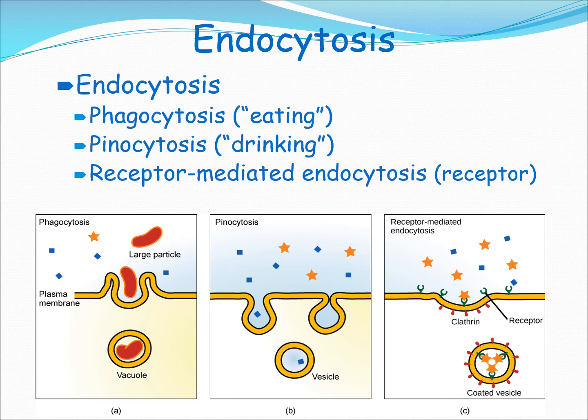Phagocytosis is when large particles are engulfed or eaten. Pinocytosis works the same way with smaller solutes, and receptor-mediated endocytosis is specific to certain substances that must bind to a particular receptor to be engulfed by the cell.